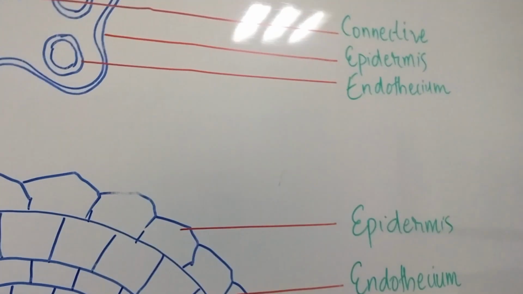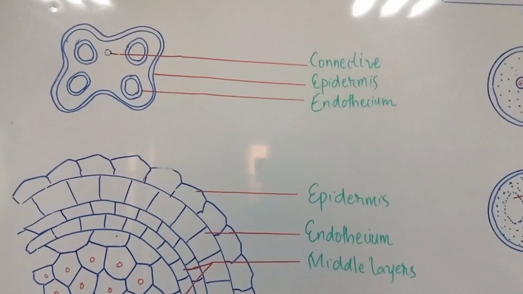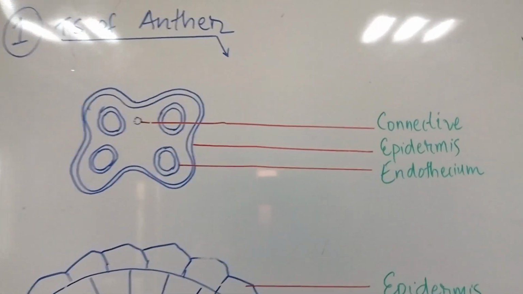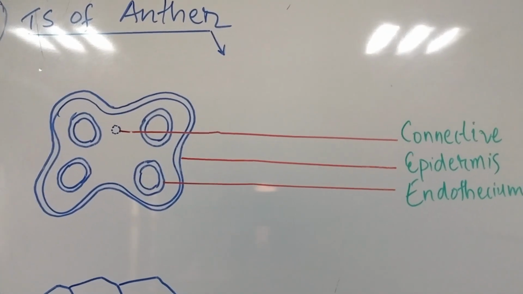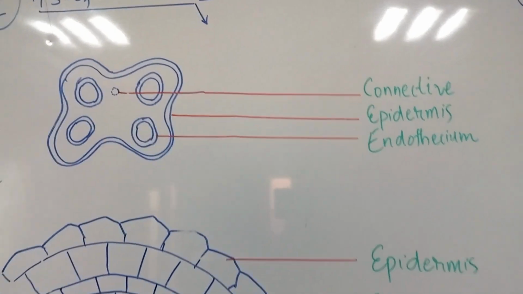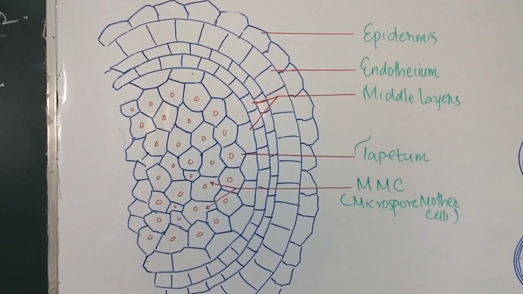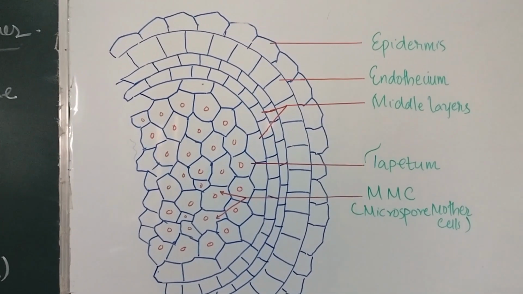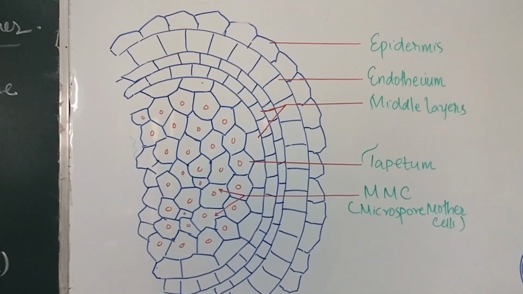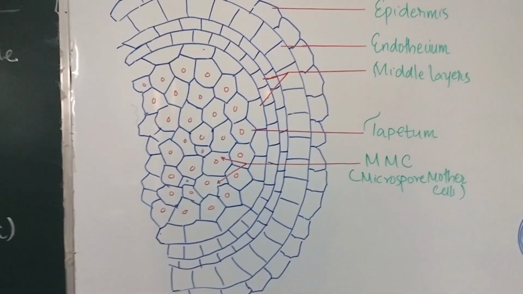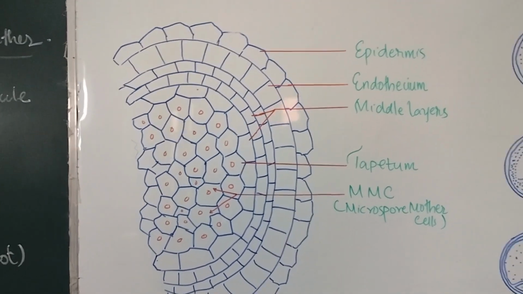The first diagram is the transverse section of an anther showing the three regions of epidermis, endothelium and connective for adhesions. The explanatory part of anther is the different histological arrangement of tissues of epidermis, endothelium, middle layers, tapetum, microspore mother cells. So this diagram you may get for examination.